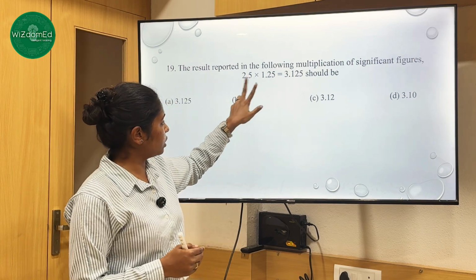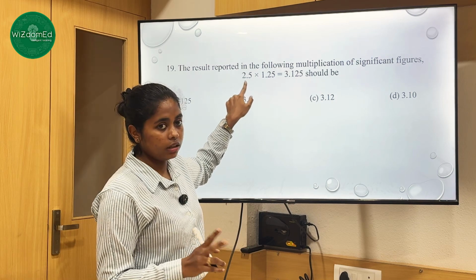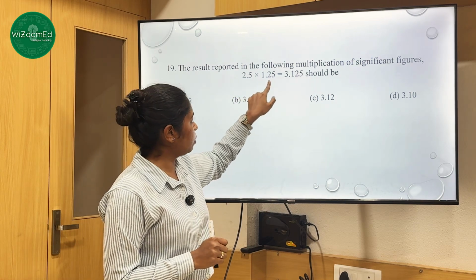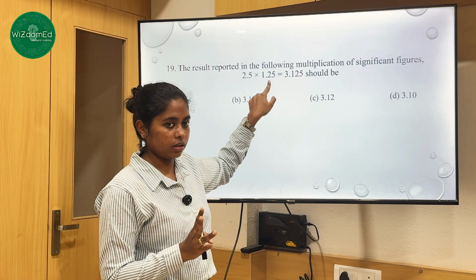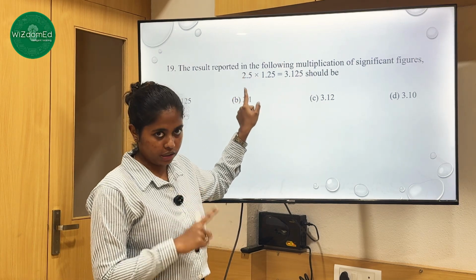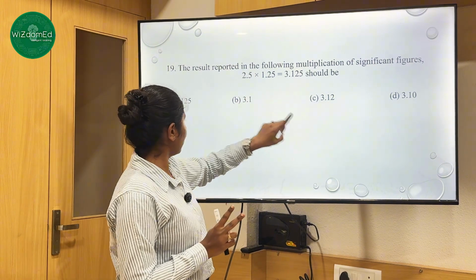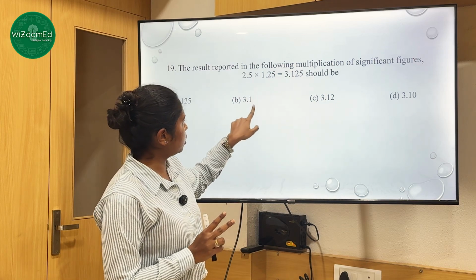In the question we have two factors, 2.5 and 1.25. 2.5 has two significant figures and 1.25 has three significant figures. So as 2.5 has the least number of significant figures, the answer should also contain two significant figures. So the right answer for this question is 3.1, which is option B.